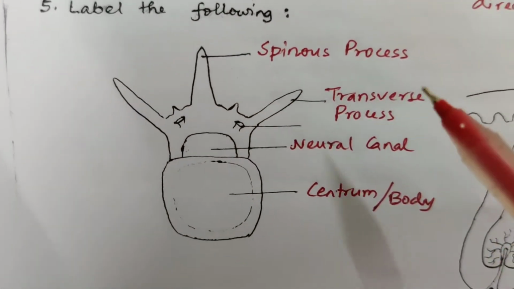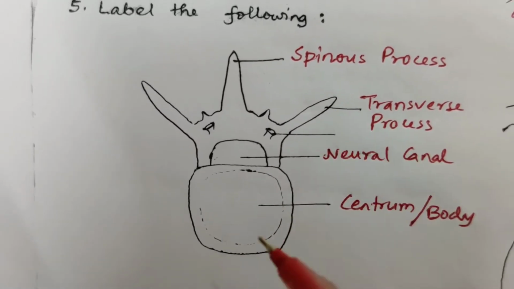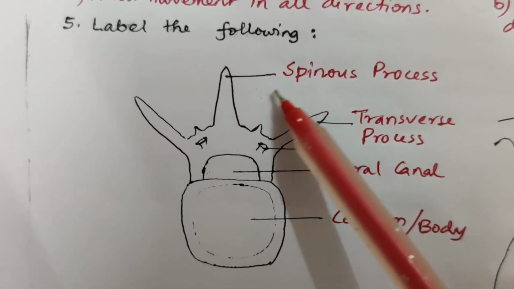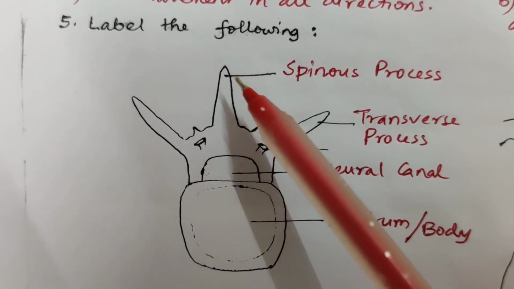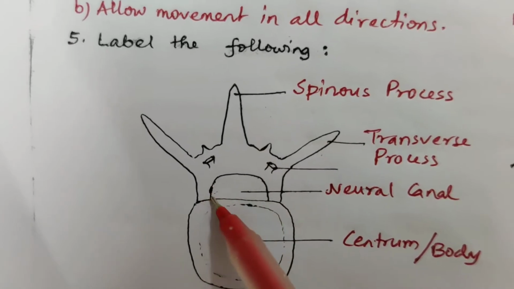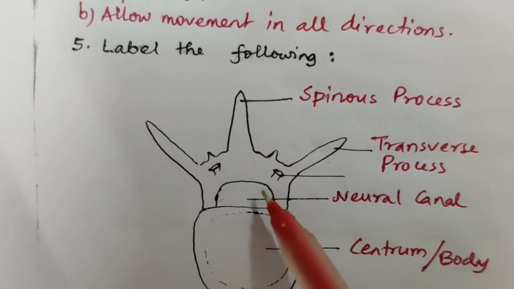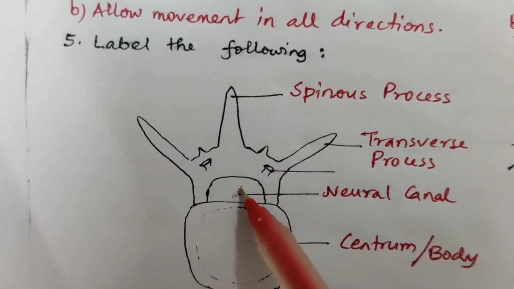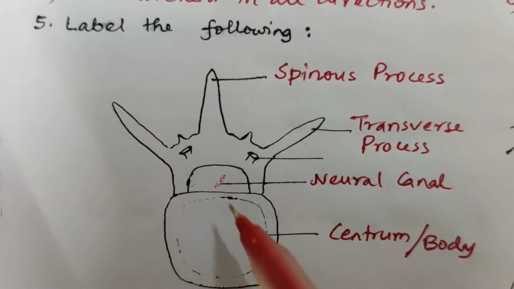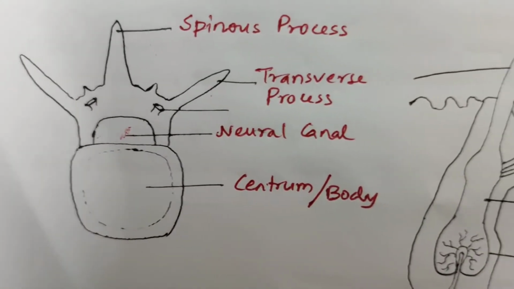Now label the following. There are two figures given. One is this. This is the vertebra. It is the spinous process. These are called transverse processes, this and this. Now this is a canal which is called neural canal. From here passes the spinal cord. And this is the solid part of the vertebra called centrum or body.